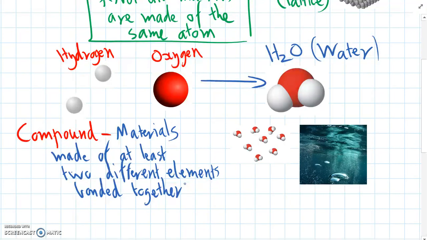You can't just mix different atoms together. They have to actually chemically join together. And we'll learn about that later on. So we can have lots and lots of water molecules, and they all move around like particles, and they make up water, which we use every day.